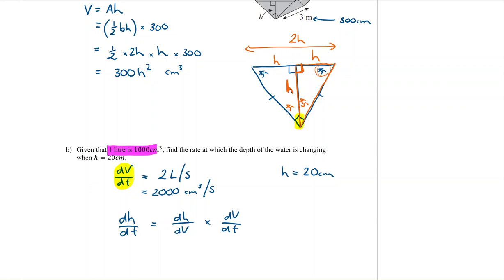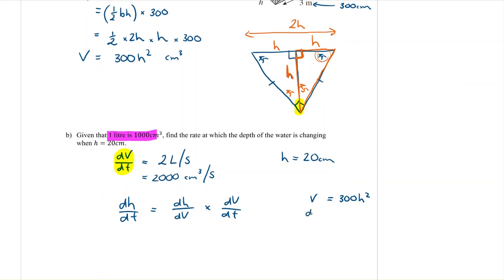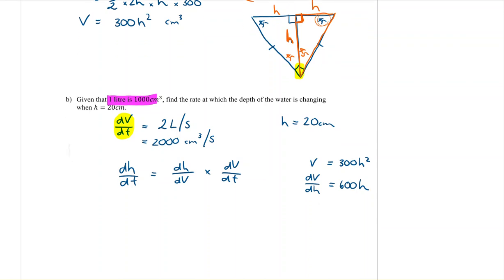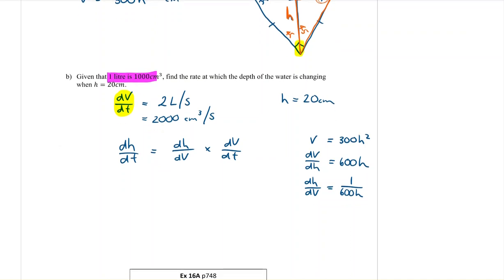I have an equation for V in terms of H. So taking my equation that I found up here in part A, just over on the side, V is equal to 300H squared. I can differentiate that, which is dV over dH, times the 2 down the front, becomes 600H. But I don't want dV over dH, I want dH over dV, so I take the reciprocal of both sides, 1 over 600H.